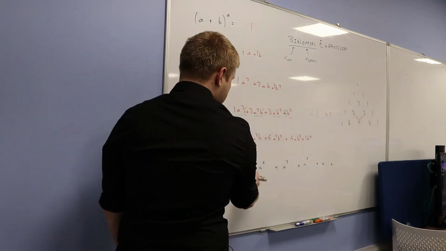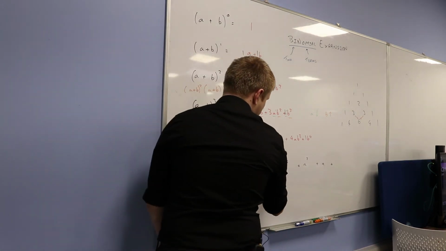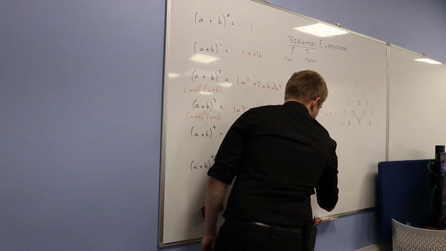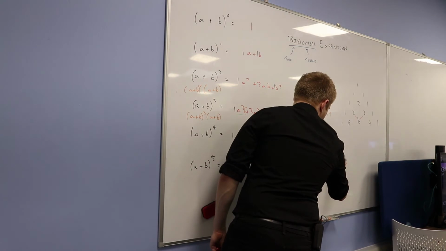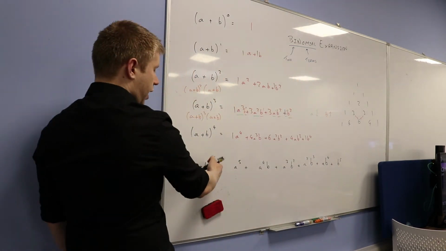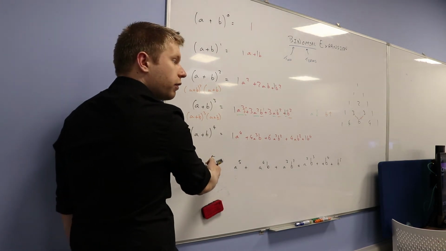The b's then, it's going to go b to the power of 0, then b to the power of 1, or just b, then b squared, then b cubed, then b to the 4, and then we're going to finish off up at b to the power 5. So b to the power 5 corresponds to that. We don't go any further than that.